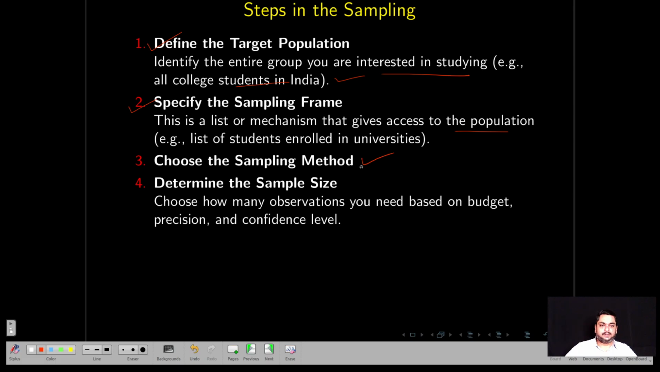Then choose a sampling method. We'll see about this next. There are different sampling methods for how to choose the sample from the population. Then determine the sample size. What should be the size? 500, 5,000, whatever it may be, based on your need and the accuracy you want.